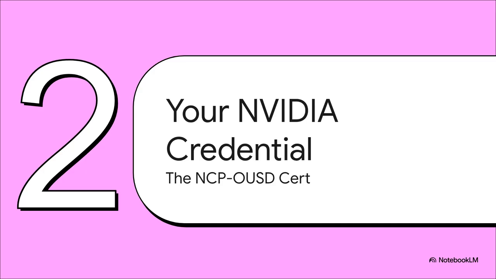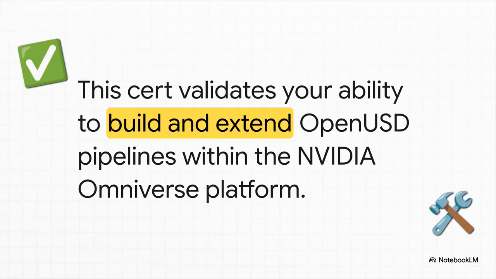So, knowing this technology is obviously crucial. But how do you prove you know it? How do you show an employer you're the real deal? Well, that's where the NVIDIA credential comes in. It's the official certification that validates your skills. The NVIDIA Certified Professional, or NCP-OUSD for short, is basically the industry's stamp of approval. It formally says, hey, this person doesn't just understand OpenUSD, they can actively build and customize 3D pipelines, specifically inside NVIDIA's super powerful Omniverse platform.